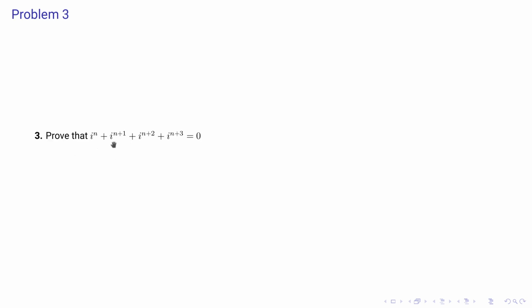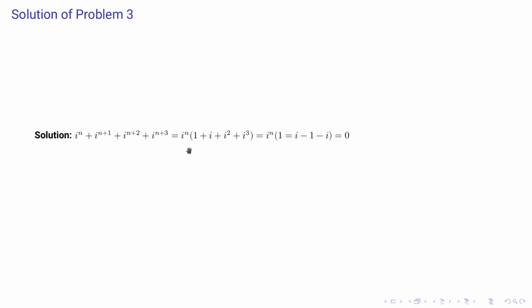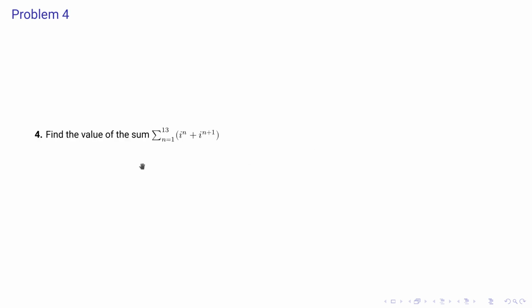Prove that i to the power n plus i to the power n plus 1 plus i to the power n plus 2 plus i to the power n plus 3 is equal to 0. So we take i to the power n in common here. What is inside brackets is 1 plus i plus i square plus i cube. This should be a plus sign, the typing mistake. So i square is minus 1 and i cube is minus i. i gets cancelled. 1 gets cancelled. So the term inside brackets gives us 0. So i to the power n into 0 is equal to 0.